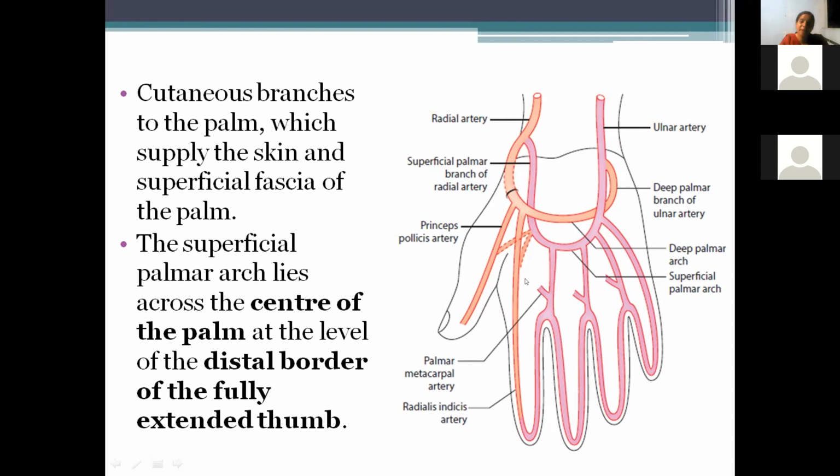Now, what are its branches? Listen carefully. There is one artery which is going on the medial side of the little finger. This is the direct branch. Okay. So this is a palmar artery. We have common palmar and proper palmar arteries. Common in the sense 1, 2, 3. These are common palmar digital arteries. Why are they called common? Because they divide at the interdigital cleft.